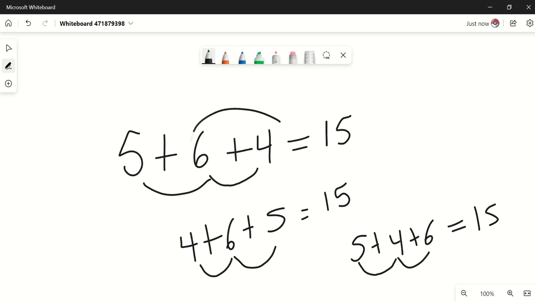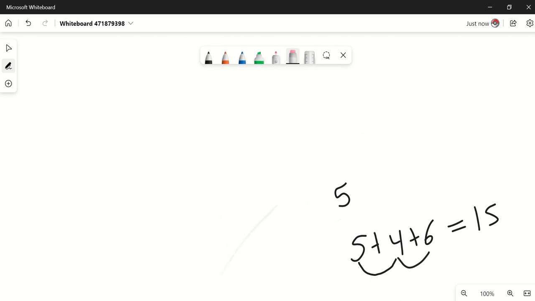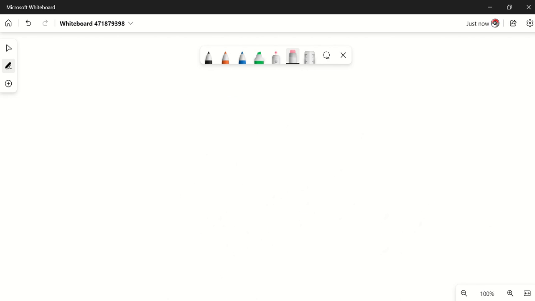And I know over here I grouped this together just because that's how my brain works. I like grouping 6 and 4 to be 10, but watch. 5 plus 6 is 11, plus 4 is still 15. So the associative property is exactly like the commutative property. The only difference is they're talking about 3 or more numbers, 3 plus.